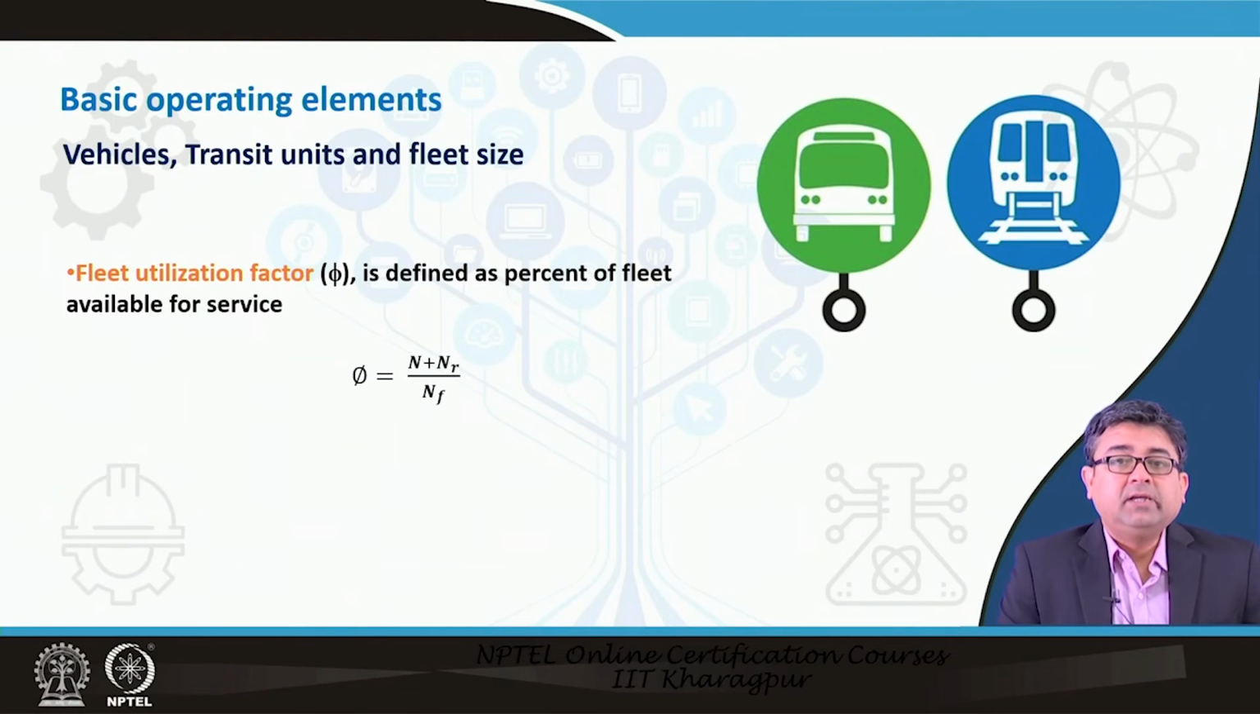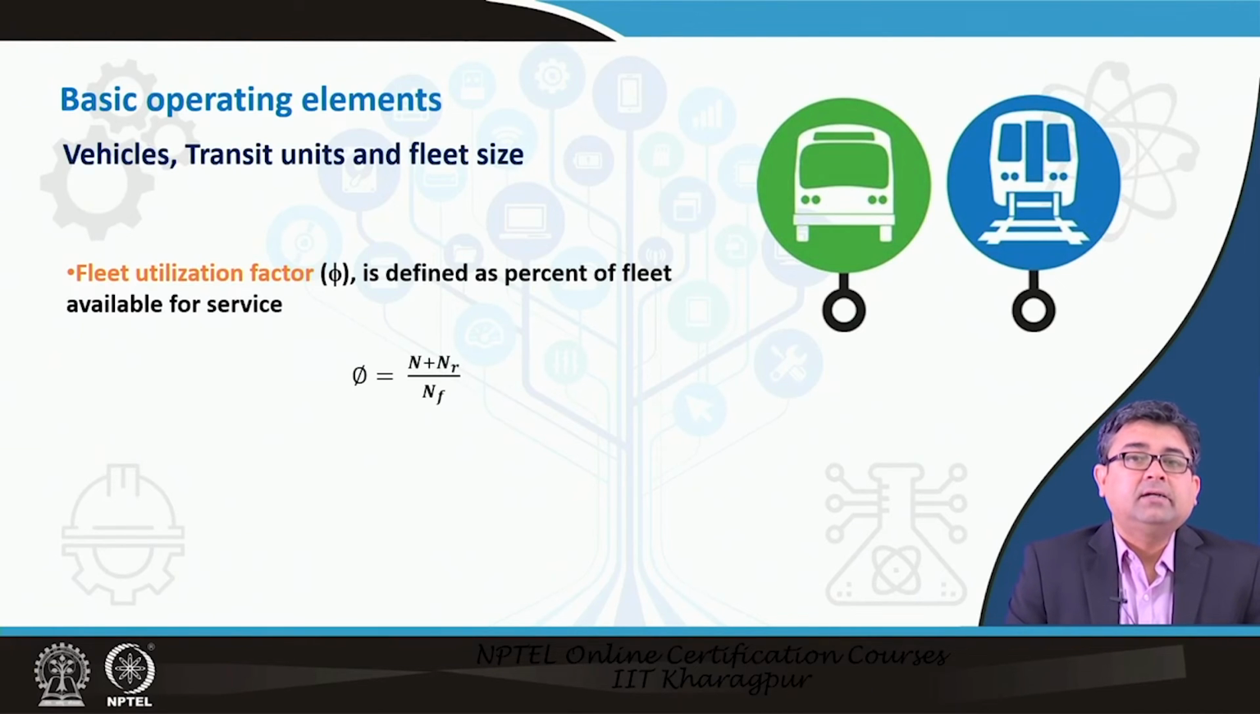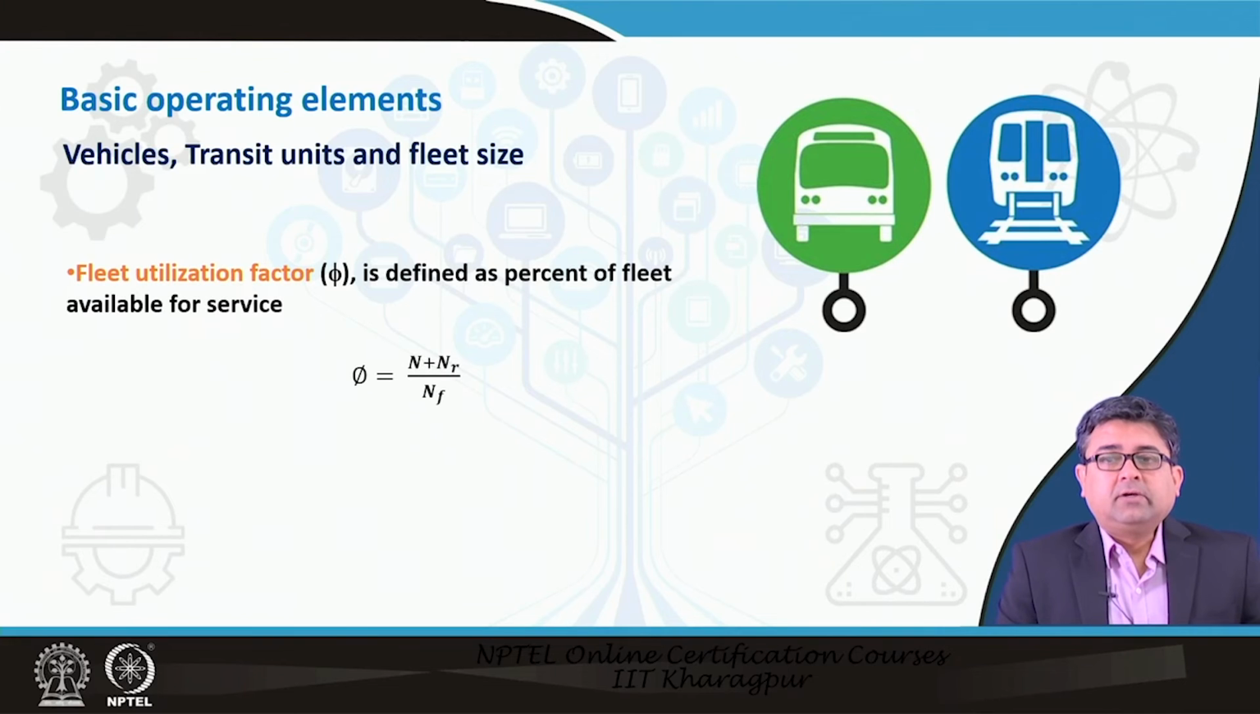Now, there is a terminology called fleet utilization factor, which is usually used by transit operators and is defined as the percentage of fleet available for service. As we saw in the earlier slide, there may be a lot of vehicles in maintenance or repair, which will not be available for service. The utilization factor is the summation of N, the normal vehicles in service during peak hours, plus N sub R, the reserve vehicles, divided by N sub F, the fleet size. The total fleet size is in the denominator, and the numerator has your regular fleet for peak hour travel as well as the reserve vehicles. The ratio gives you the utilization factor.